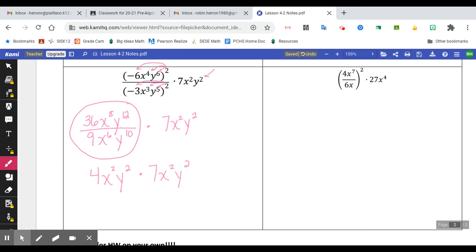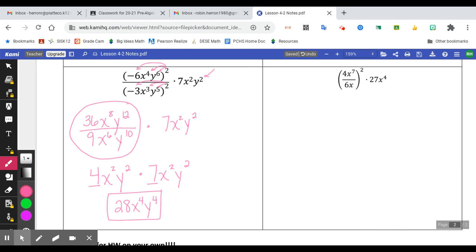Now we're back to that very first property we did the very first day. So multiplication means I'm going to multiply coefficients. That's 28. And then I'm adding exponents. So x to the fourth, y to the fourth. All right, you're doing great. Last one here. Last one.